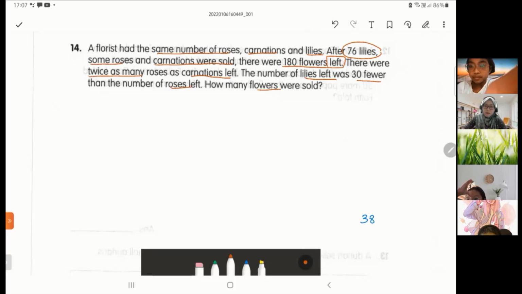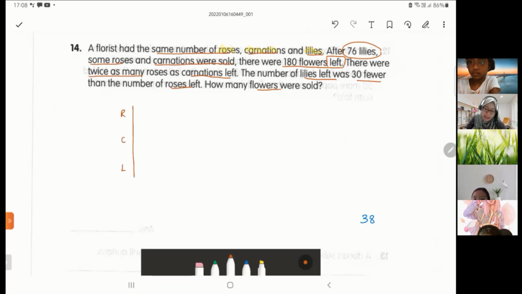Yeah, it looks so complicated. So many comparisons in the question. We do it slowly. We're going to draw out the model. We start off with identifying where are the flowers. We have roses, carnations, and the lilies. So we can draw them out: roses, carnations, and lilies. Then we can draw the starting point.